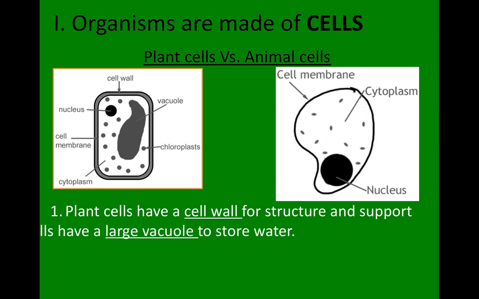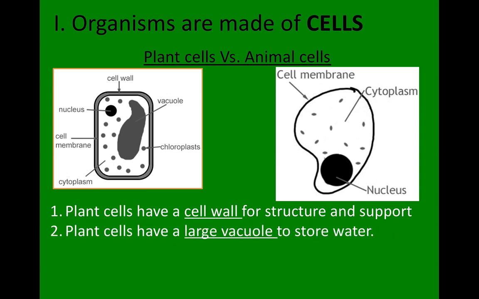All right, a second thing that is different is that plant cells have a large water vacuole. And so you can see in that plant cell diagram that the vacuole is the biggest part. It's full of water. Animal cells do not have that big water vacuole.